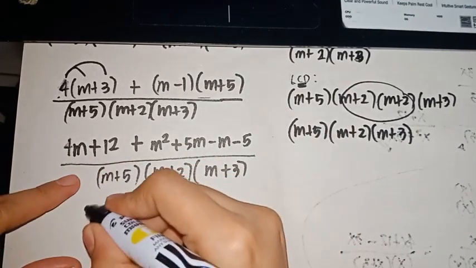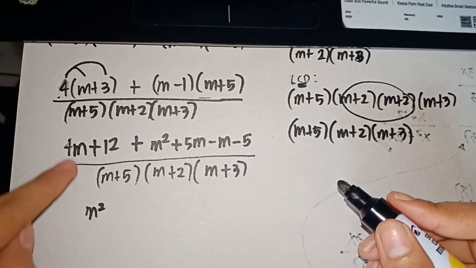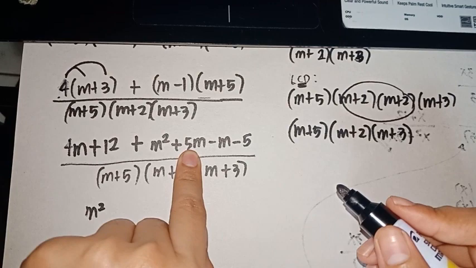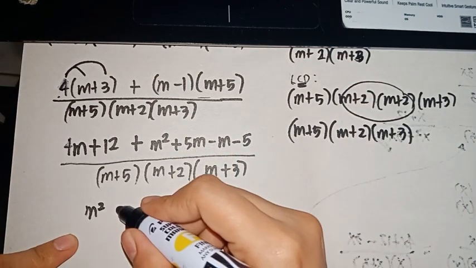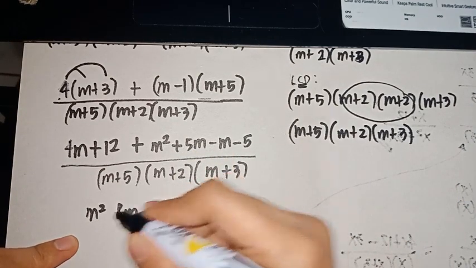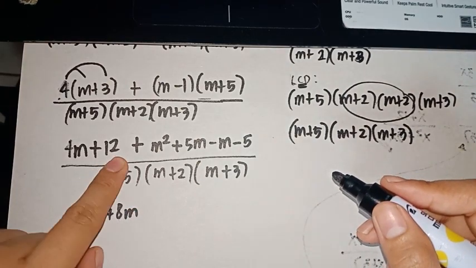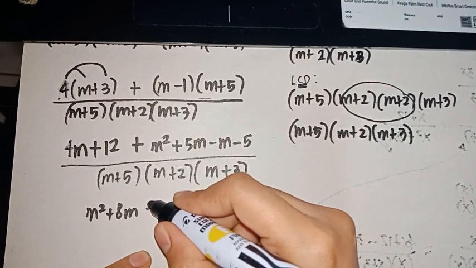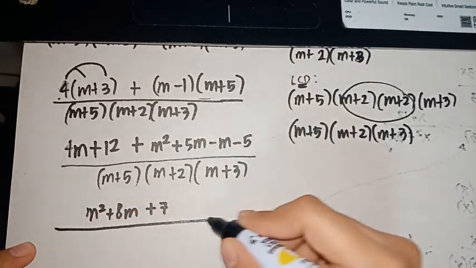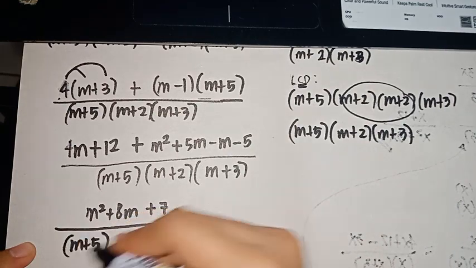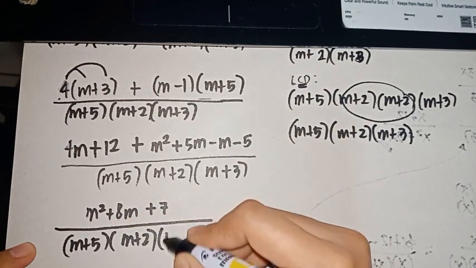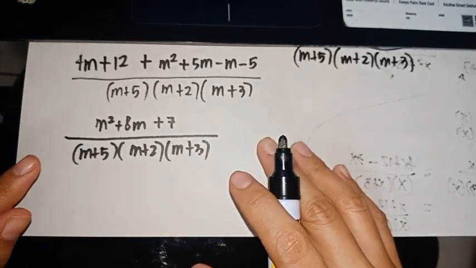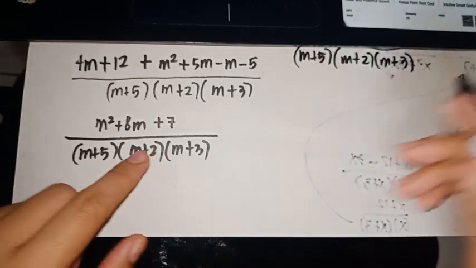We have m squared as the leading term. 4m plus 5m, that is 9m, minus m, so we have 8m. Next, 12 minus 5, that is 7. All over m plus 5, m plus 2 times m plus 3. Now, is this the final answer? Let's try to figure it out.